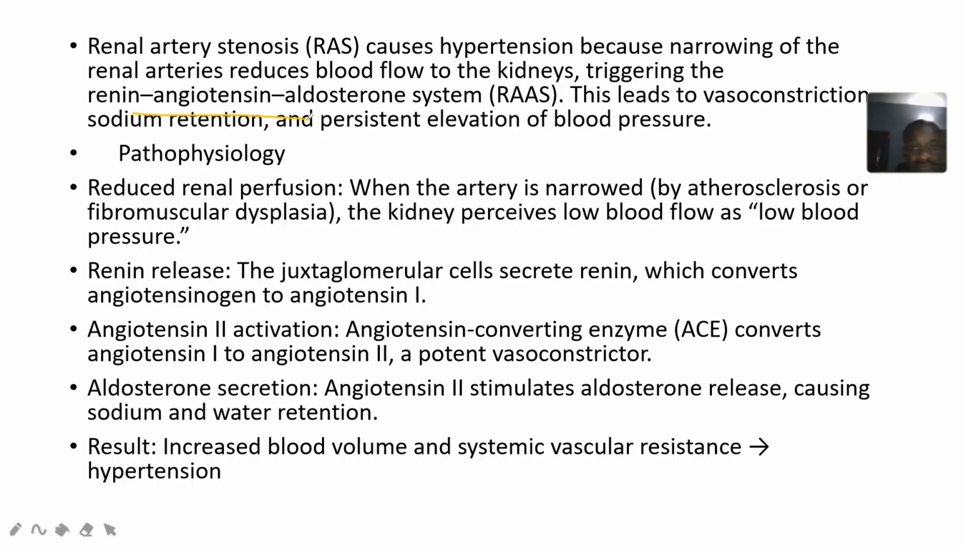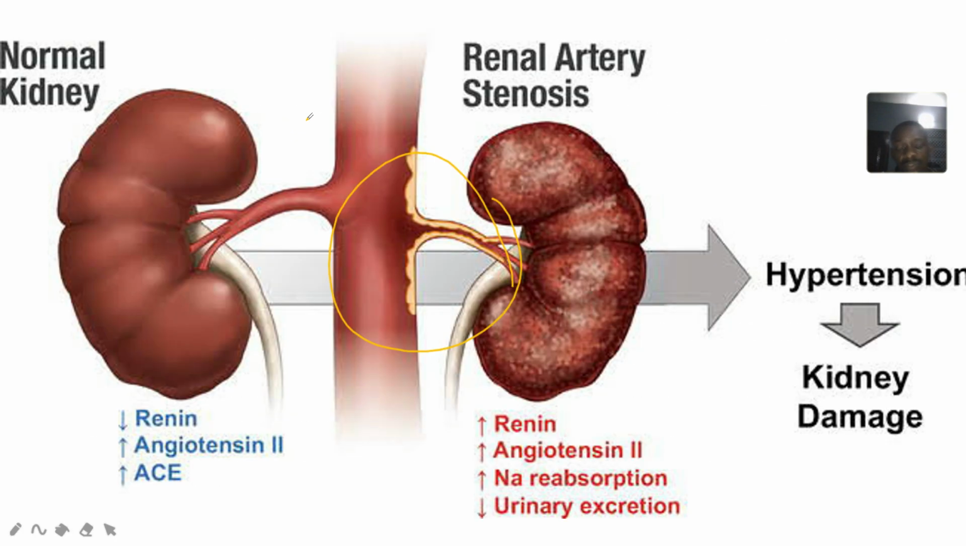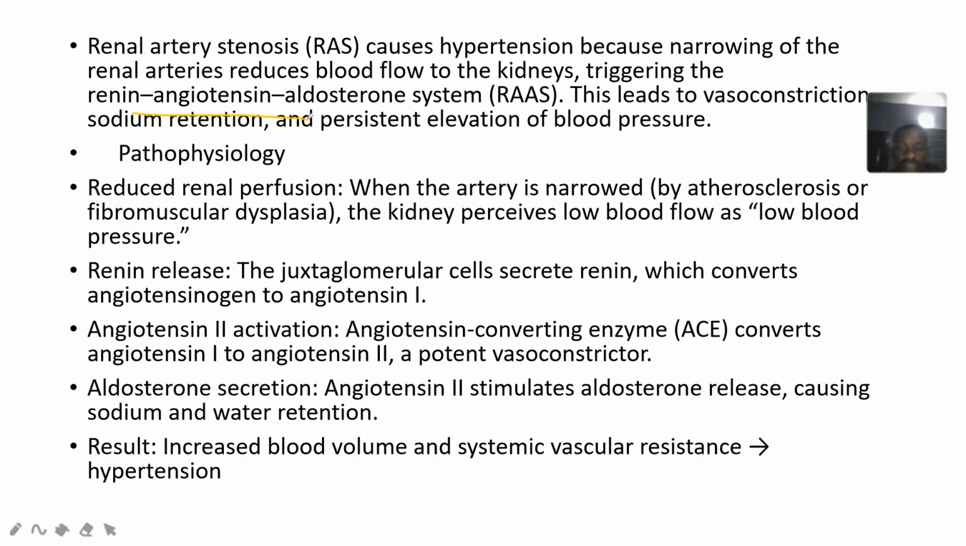So reduced renal perfusion is when the artery is narrowed. It could be atherosclerosis or it could be a muscle issue like fibromuscular dysplasia. So the kidney is not receiving a lot of blood. So there's a backlog of blood in the body, first of all. And secondly, the kidney is trying to act against the low blood reaching it. So it's trying to activate the renin angiotensin aldosterone system.